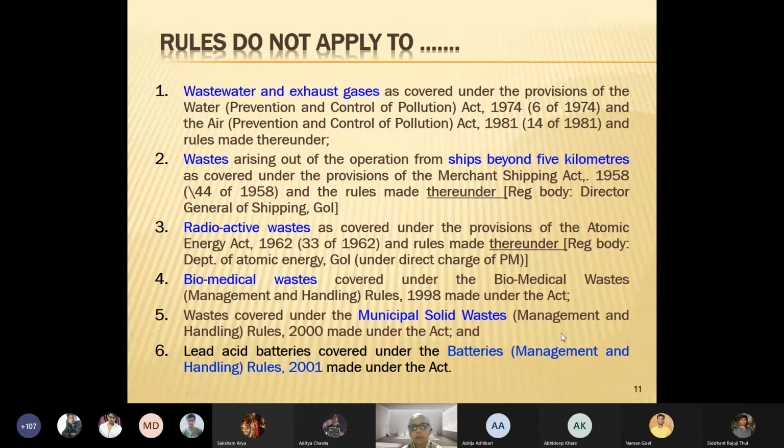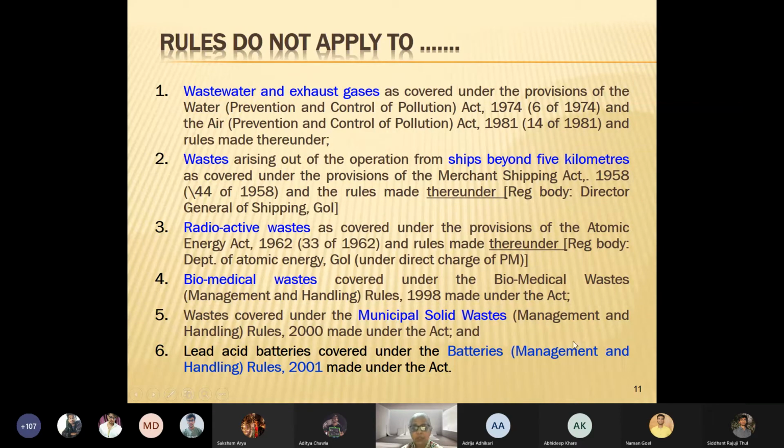So then we come to the shipping waste, where the regulatory body is not CPCB, it is the Director General of Shipping. Then the third category is radioactive waste, which is already covered in a very old law, the Atomic Energy Act, 1962. The regulatory body is the Department of Atomic Energy. Then we come to biomedical waste under the Biomedical Waste Management and Handling Rules. That's a separate act, again under CPCB.